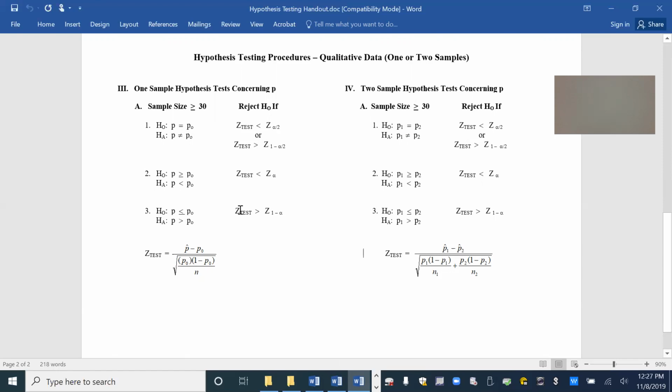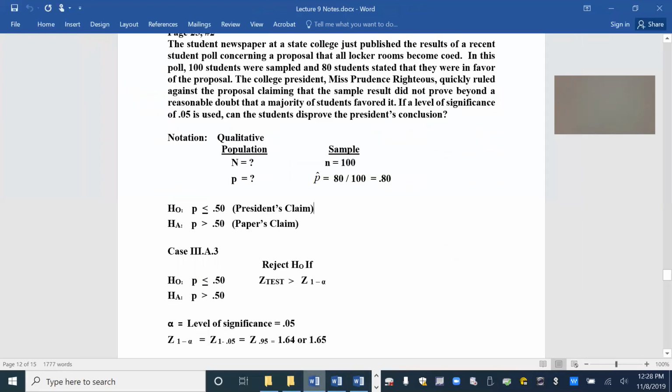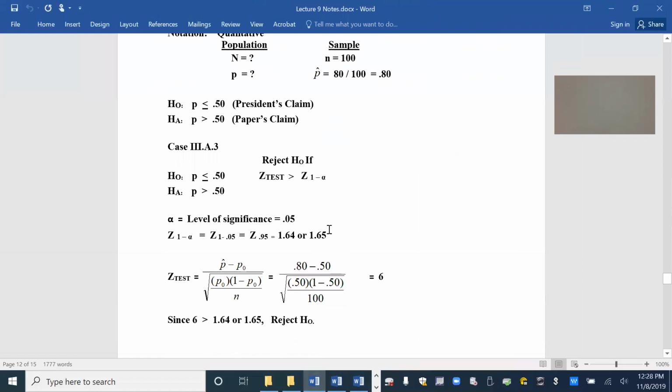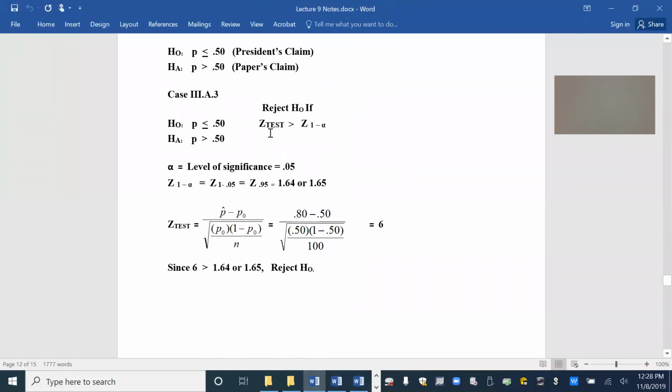This is how many standard deviations our sample result is away from her claim, and this is our tolerance. Our tolerance is Z of 1 minus alpha. We reject H0 if this number of standard deviations is more than that number of standard deviations. So, here's what I got from page 24. Reject H0 if the z-test is greater than Z of 1 minus alpha.